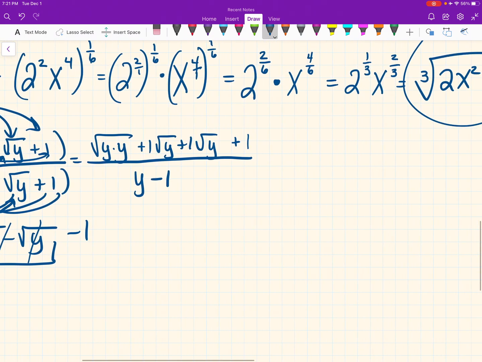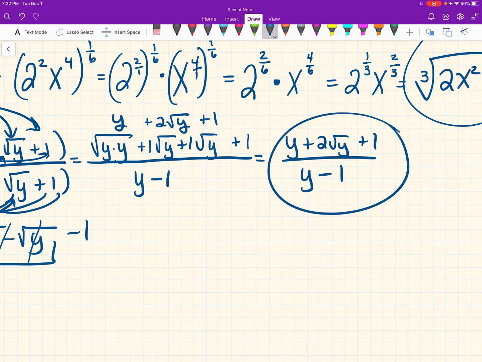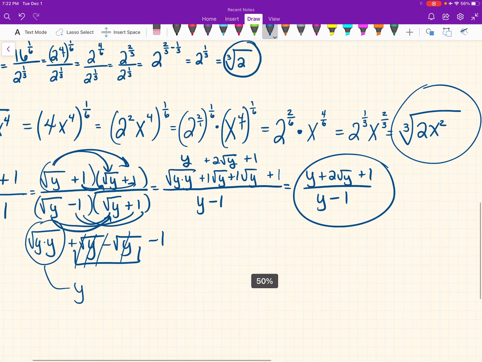Now we're not finished with the numerator. Let's finish up the numerator here. Well, this would be a y. This would be 2 root y. And this would be a 1. So our final answer is y plus 2 root y plus 1. Ugly, I know. Over y minus 1. There's your final answer.